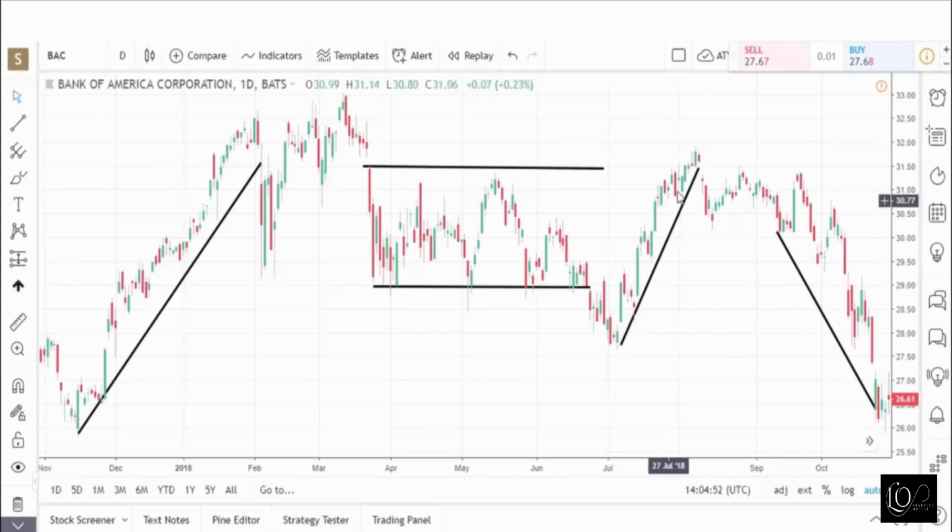We then have an uptrend here, again as the stock moves to around the $31.50 and $32 level. And then a downtrend as the stock moves from $31.50 back down to the $26 level. So that's how we read a chart in TradingView. That was an example of a line chart, a bar chart, and a candlestick chart. An uptrend, a consolidation pattern, and a downtrend in Bank of America.